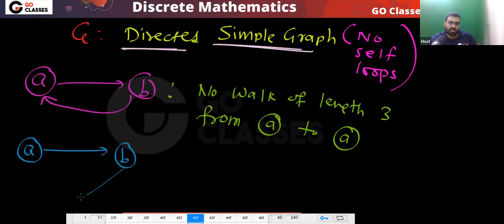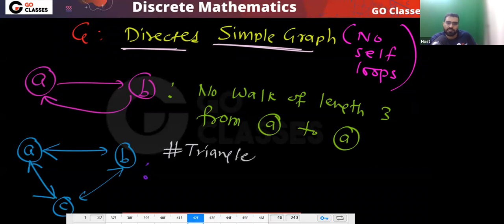See this. For example, if you have A, B, C, and let's assume you have this. Now, how many triangles are there? A simple question. In this graph, what is the number of triangles? First of all, you tell me. Number of triangles means the number of three length cycles.